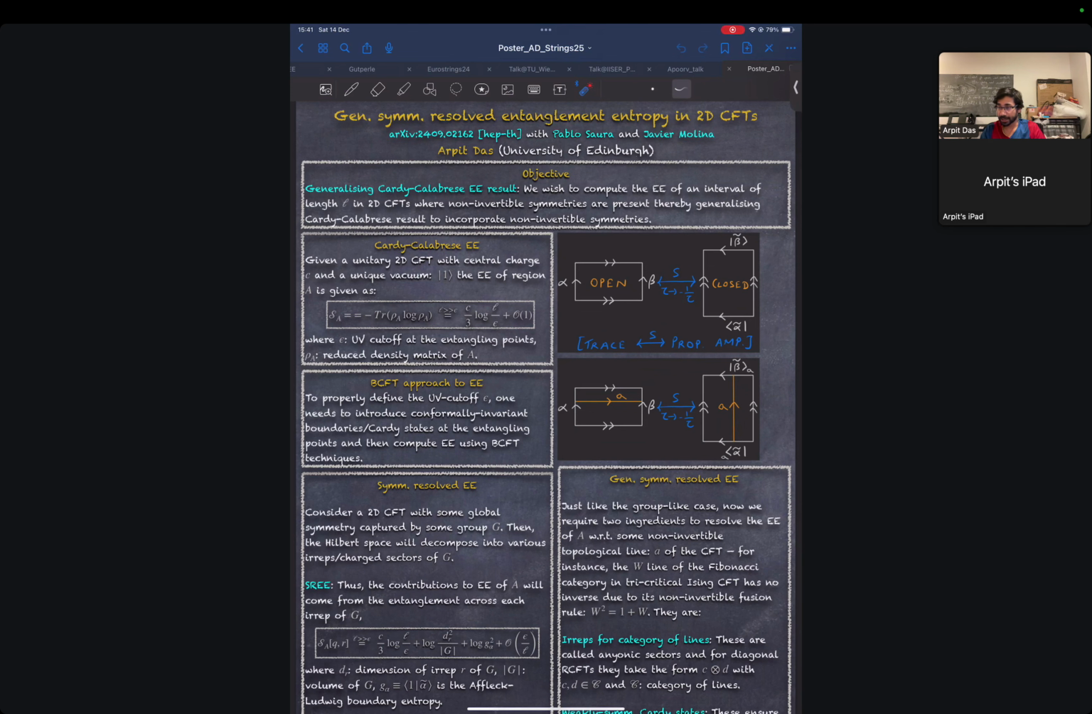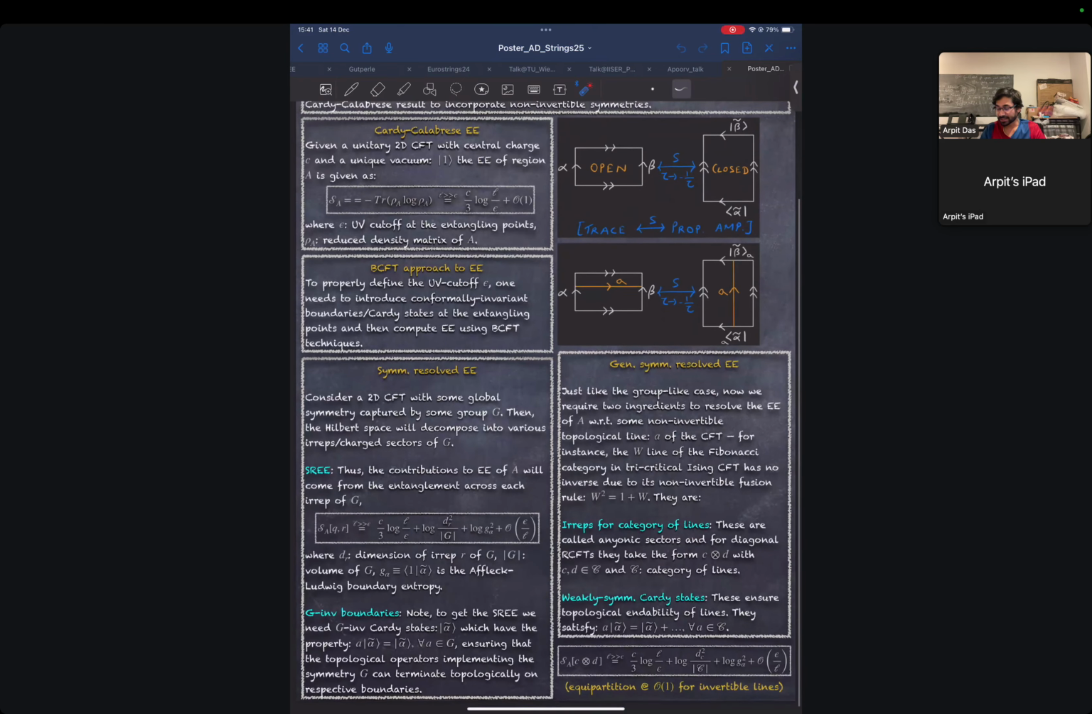What they advocated is that, in order to properly define this epsilon cutoff, you need to introduce epsilon-radius disks at these entangling points. Furthermore, demanding conformal invariance, you should impose conformally invariant boundary conditions, or Cardy states, at these points. So you look at your partition function with conformally invariant Cardy states alpha and beta. This is the open string channel, and if you do an S transform, in the closed string channel it's a propagation amplitude over closed string states.